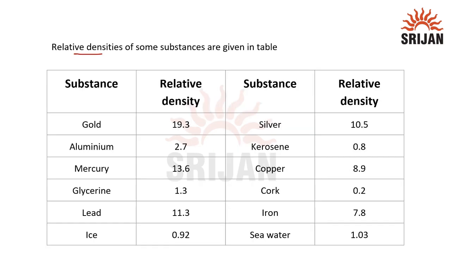Here we have relative densities of some substances. Gold is 19.3, aluminium 2.7, mercury 13.6, glycerine 1.3, lead 11.3, ice 0.92, silver 10.5, kerosene 0.8, copper 8.9, cork 0.2, iron 7.8, seawater 1.03.